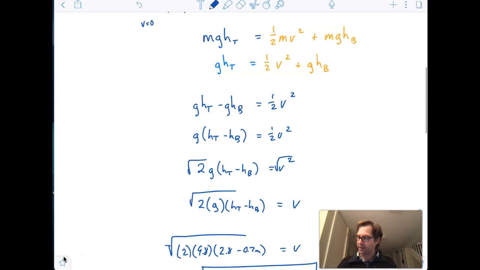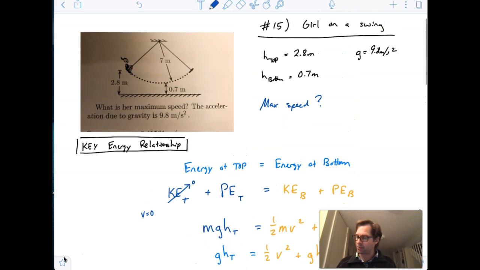Now that comes back up to what we're solving for, the maximum speed at the very bottom of the arc. And I know it's going to have maximum speed at the bottom because that's where it would have the highest kinetic energy. All right, so those are some ways to solve these problems.